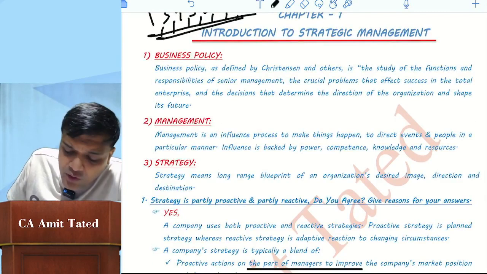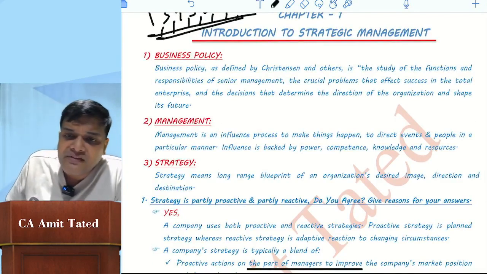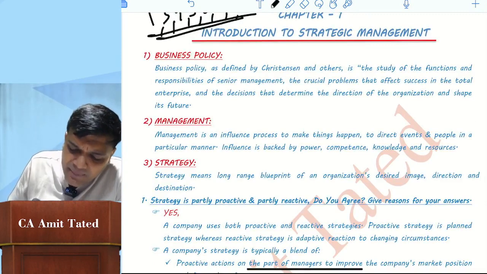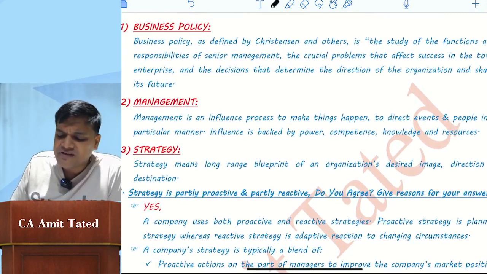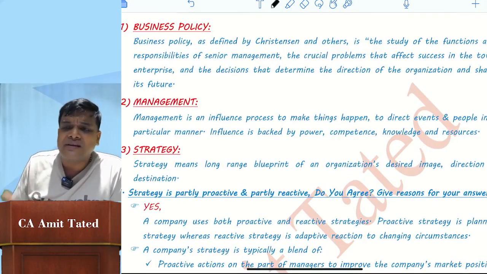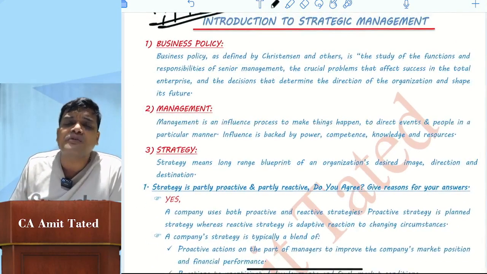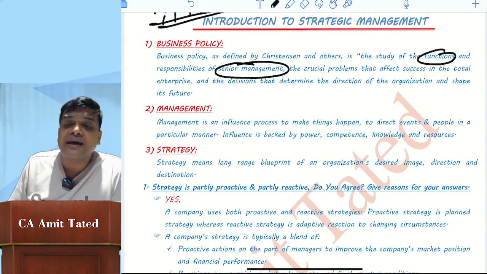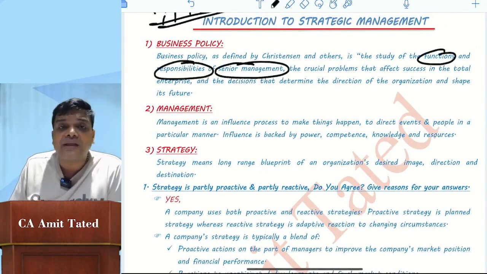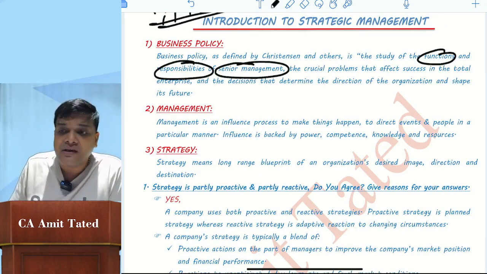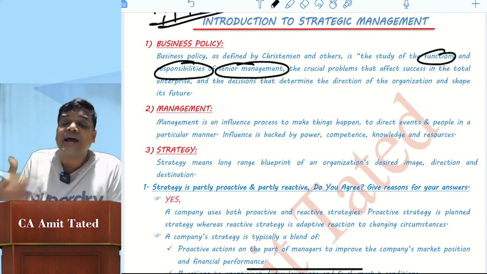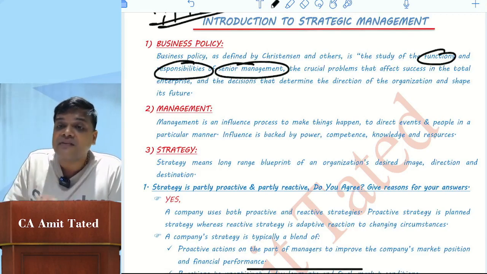Chapter 1 is introduction to strategic management, which starts with your first point, that is called business policy. Business policy is a basic concept. What is a policy? It is nothing but a study of functions and responsibility of senior management. What functions senior management is doing and what responsibilities they have, focusing on policy. What are the crucial problems affecting the enterprise, and the decision or direction in which the organization is going ahead, that is called a policy.